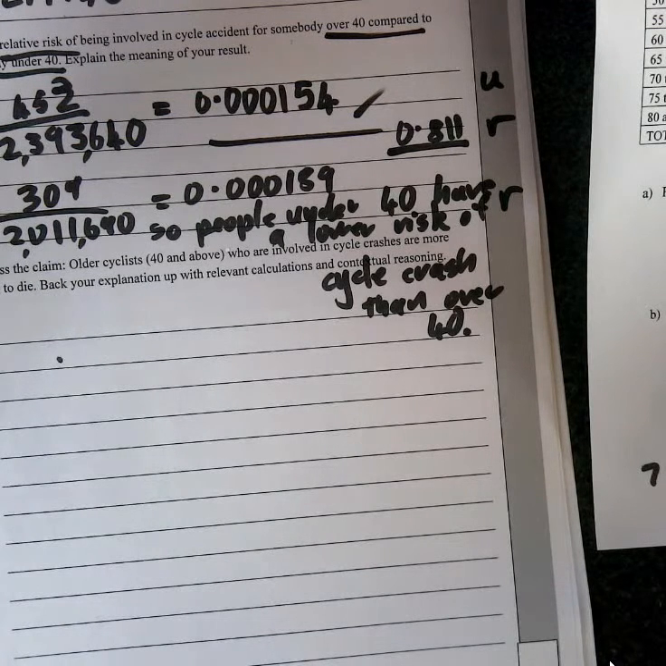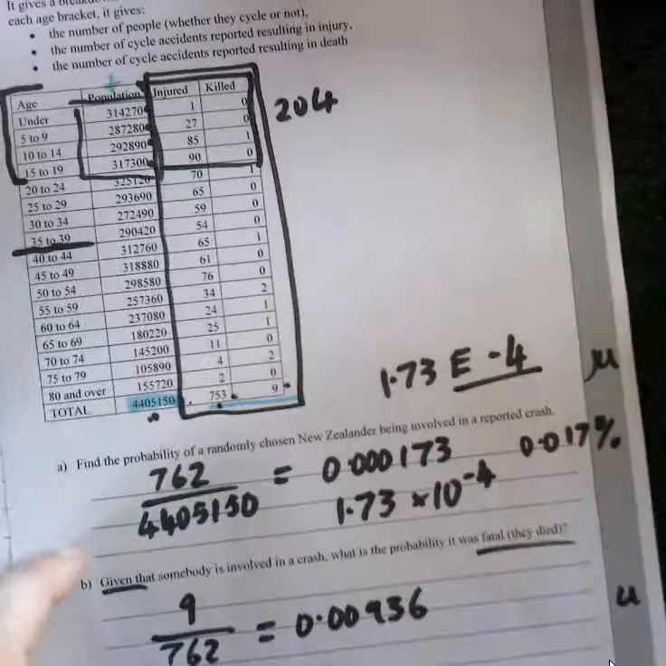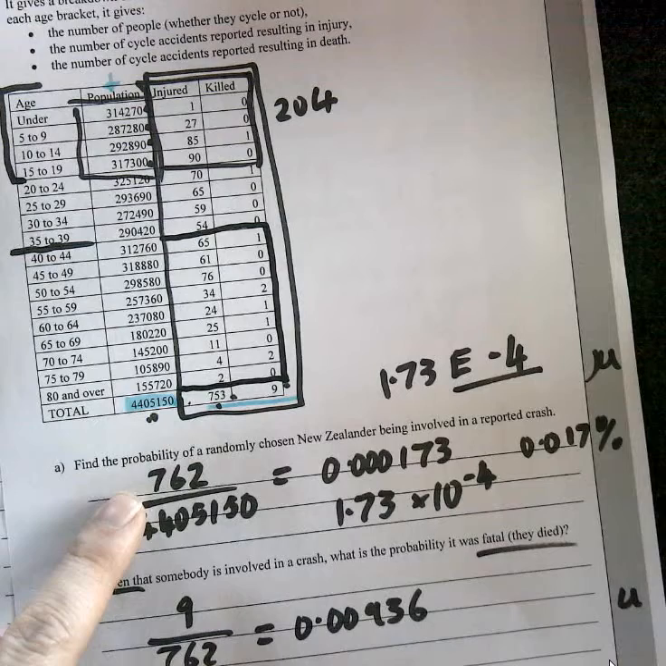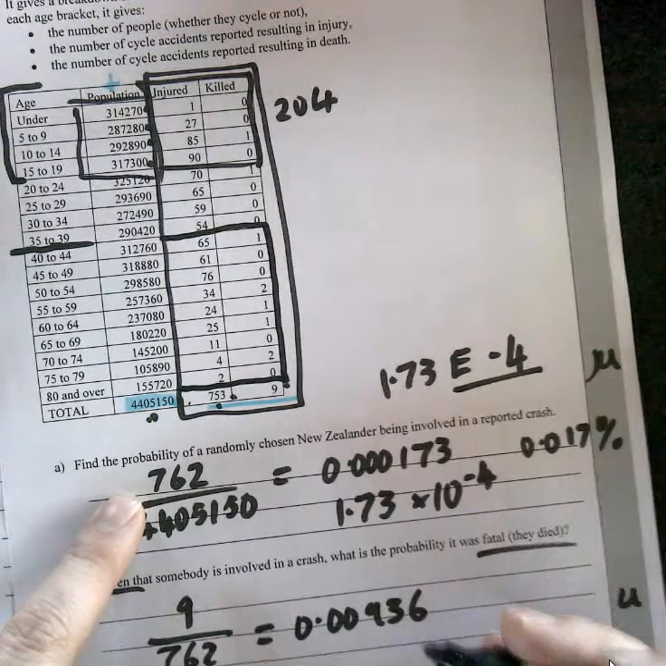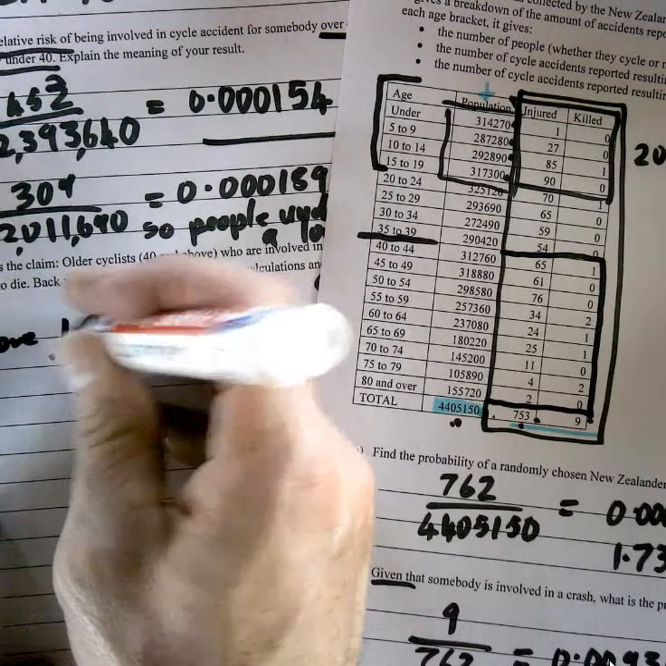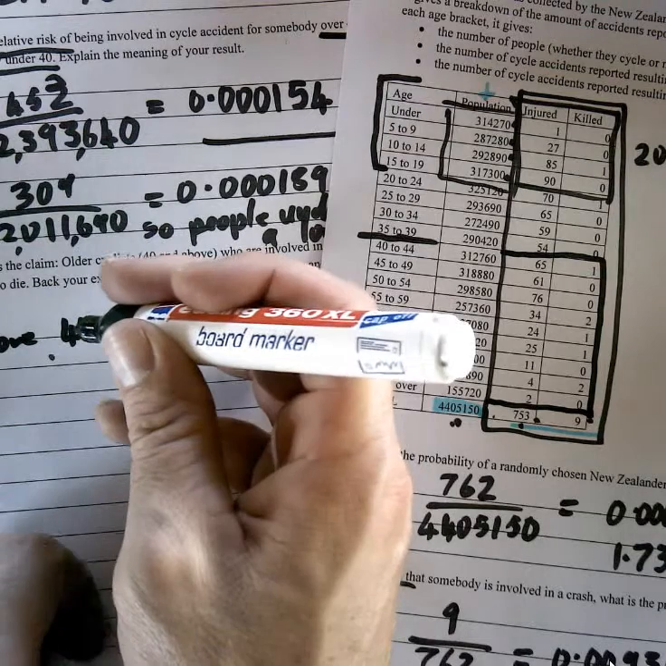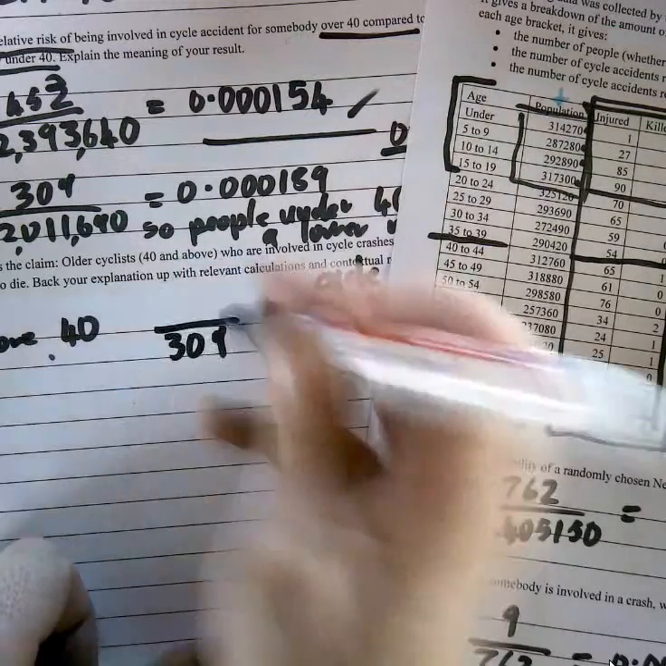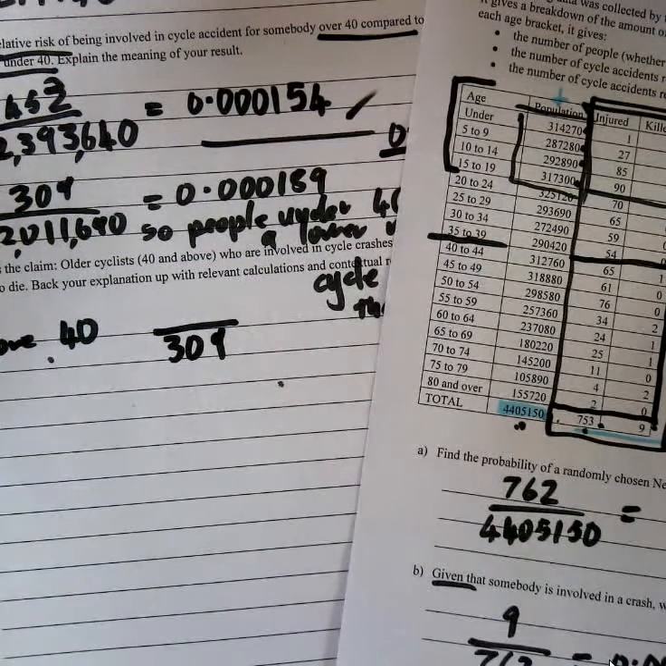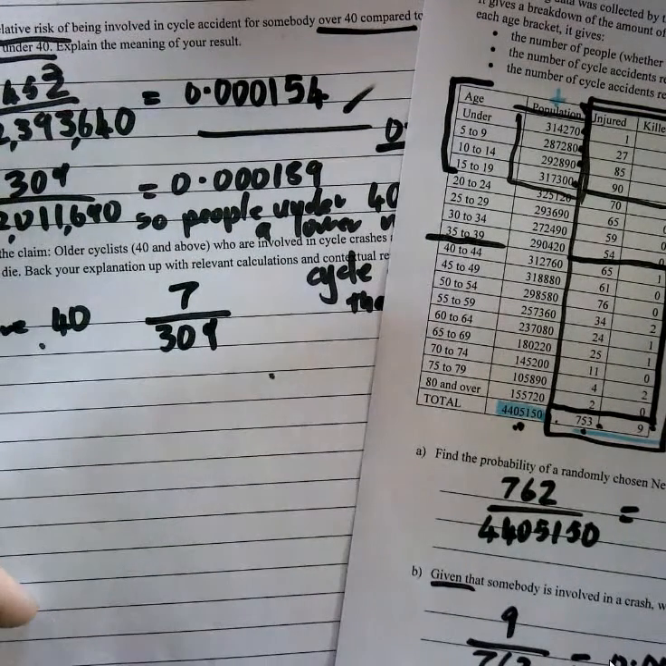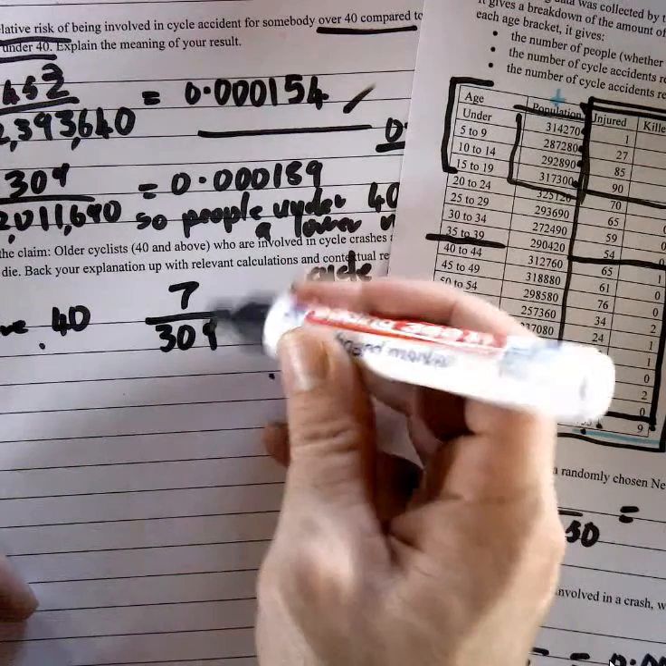It's talking about only the people involved in crashes. So if I look at this, the amount of people involved in crashes who are above 40 is that area of the table. I need to add up all those values. Okay, so above 40. It turns out that there are 309 people, 309 above 40 who were involved in a crash. Of those 309, 7 of them were fatal. 7 of them died. So that's the chance of dying if you were involved and you were over 40.